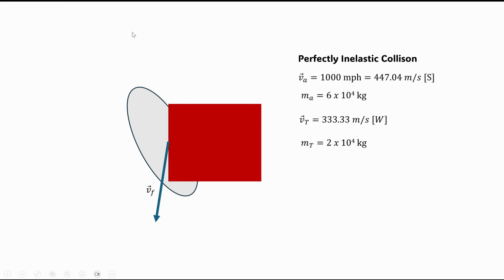From Wikipedia, the max speed of a TIE fighter is 333.33 meters per second, and the mass is 2 times 10 to the 4 kilograms. From online research, the average speed of an asteroid is 1,000 miles per hour, which would be 446.04 meters per second. If we say down is south and the TIE fighter is traveling west, defining both of these directions to be positive, we can calculate the final velocity.